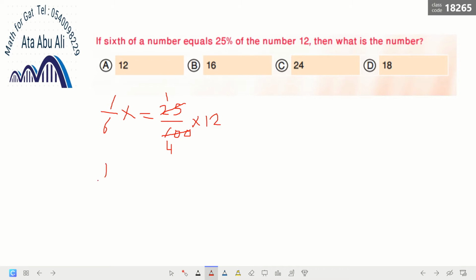So 1 over 6 x, where x is the number, is equal to 3. If I multiply both sides by the reciprocal, which is 6 over 1, now 6 divided by 6 is 1, so x is equal to 6 times 3, which is 18. So the answer here is 18.